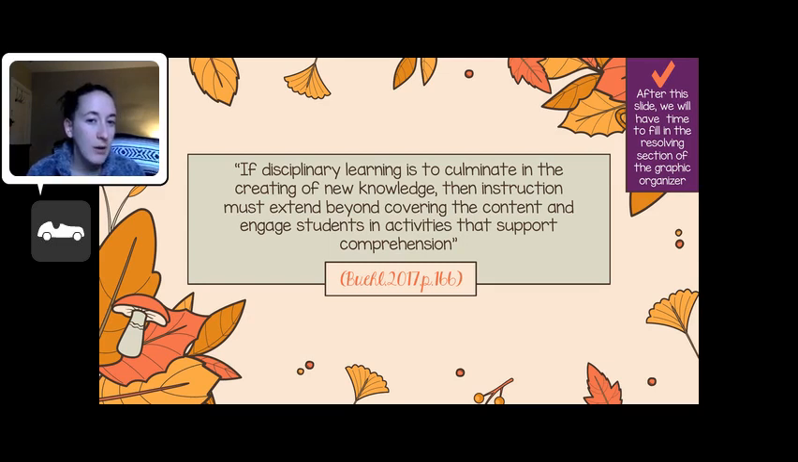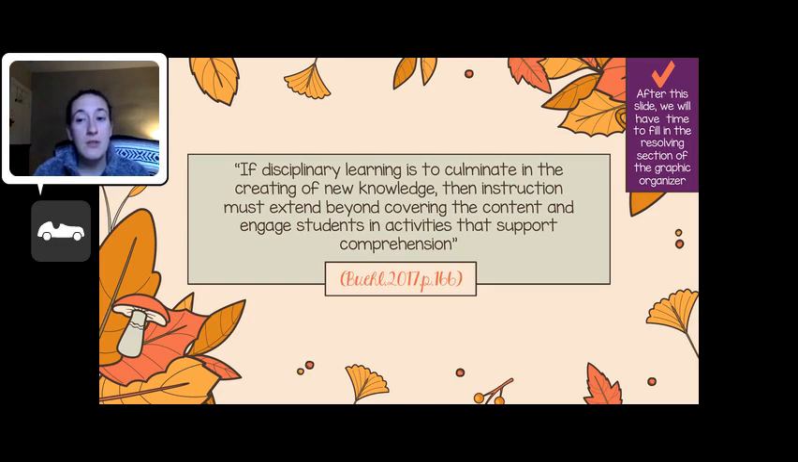Sitting with this quote a little bit, if it's our job to create new knowledge, then our instruction has to extend beyond just covering content. We need to be able to engage students. We need to be able to ignite a fire inside of students that will support their comprehension. We can't just deliver the information and expect our students to engage in it. It's our job to present our students with graphic organizers and reading strategies that they can rely on to build their comprehension and build themselves up as learners.